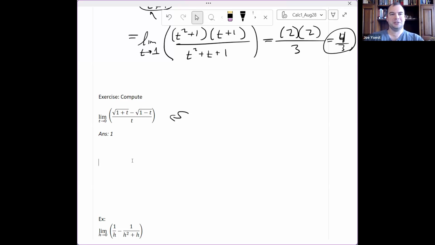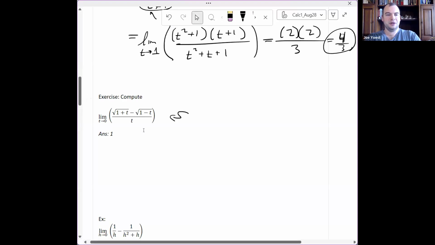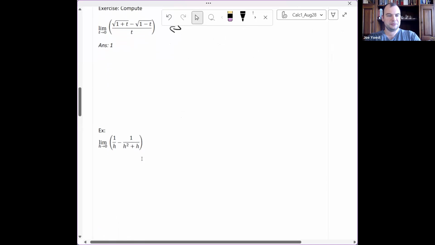But if we just tried to force the issue to see what happens, we get square root of 1 minus square root of 1 is 0 on the top and 0 on the bottom. We eventually want to work our way to something where I can divide out a t from the top and the bottom and get something where I can use maybe several of my properties from that list to work my way to an answer. So as an exercise, work through this problem.